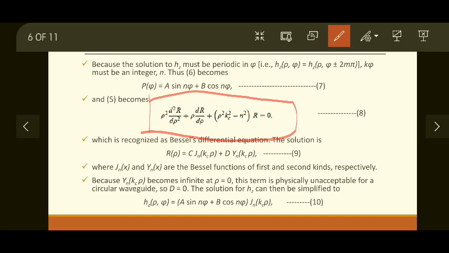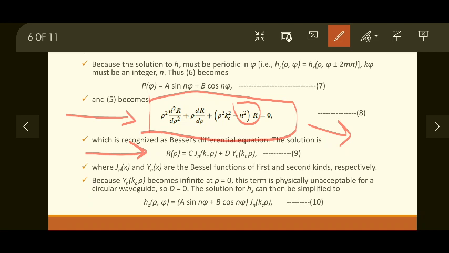So that means the solution to this equation can be given by only the Bessel function, and that solution is R(rho). Now why R(rho)? As you can see, there are only rho terms over here, no phi terms, because the phi part is now an integer n squared. R(rho) is equal to C J_n(k_c rho) plus D Y_n(k_c rho), where J_n and Y_n are the first and second kind of Bessel function.